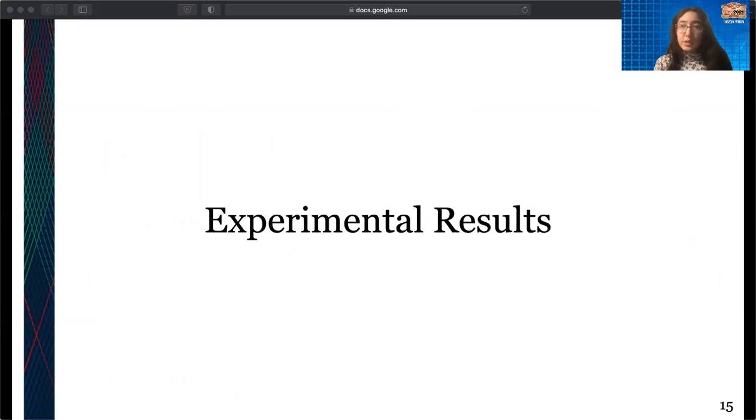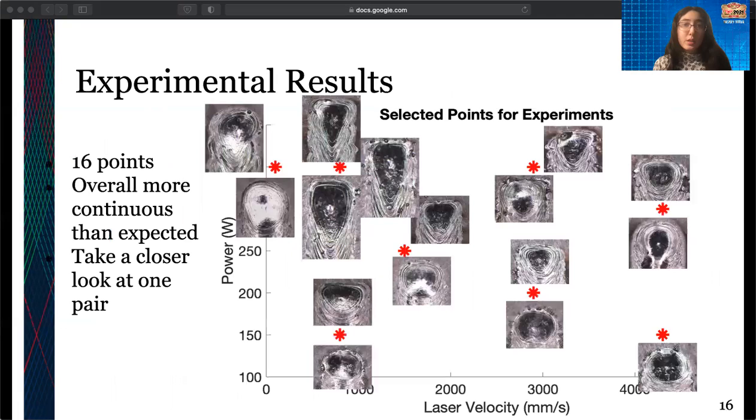So let's take a look at the results of running those experiments. At each of these red points, we have two different hatch spacings with a top-down image of the melt pool result shown here. The end of the melt pool shows the final melt pool shape as it solidifies. And we have 16 points here. Overall, the results are more continuous than expected from simulations.